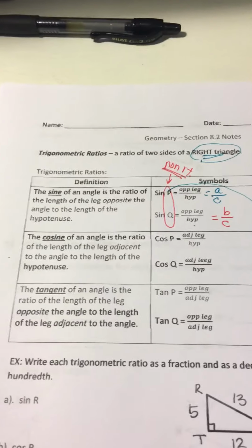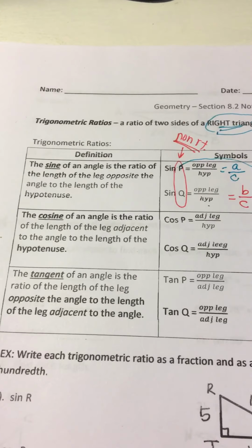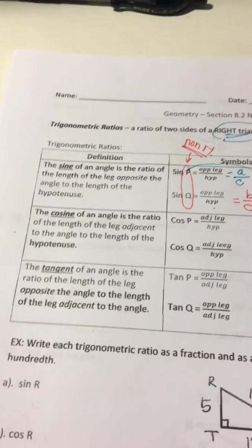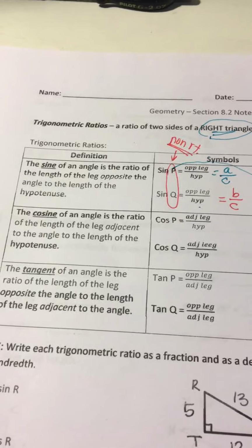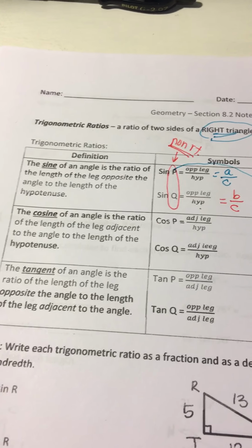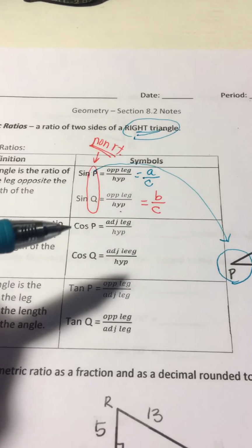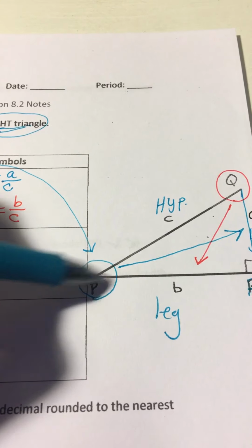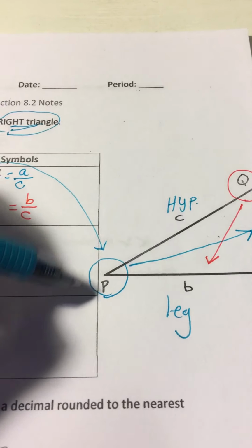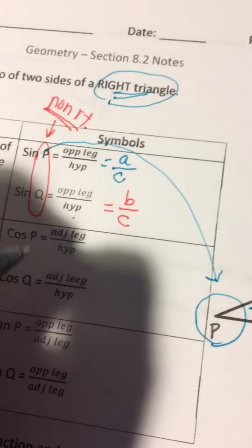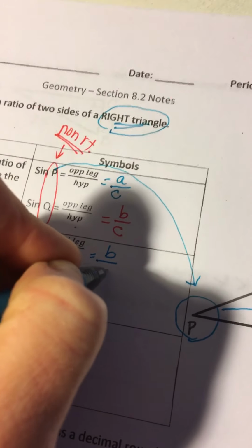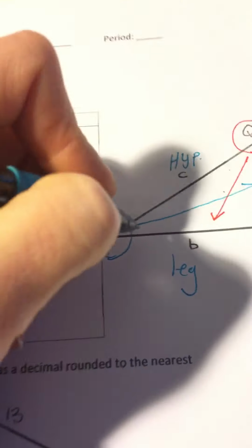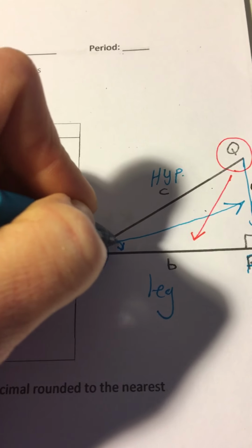Back up a little, right? When we deal with cosine, the cosine of an angle is the ratio of the length of the leg adjacent to the angle to the length of the hypotenuse. So remember, adjacent just means next to, okay? So the cosine of angle P, now again, angle P is going to be my reference angle, is going to be the leg that's right beside angle P. In this case it is B. So I would put B right here. And the hypotenuse again doesn't change, it's C.